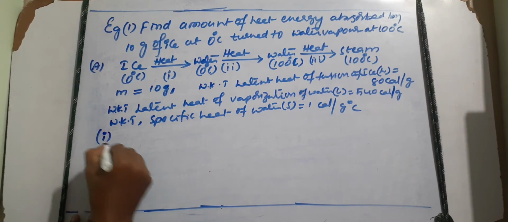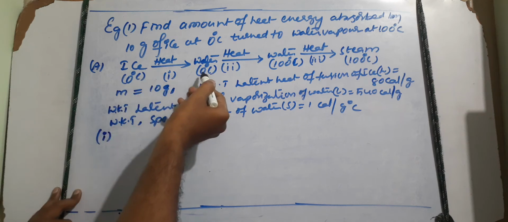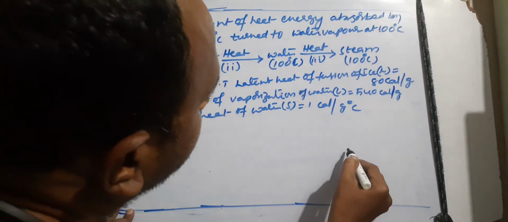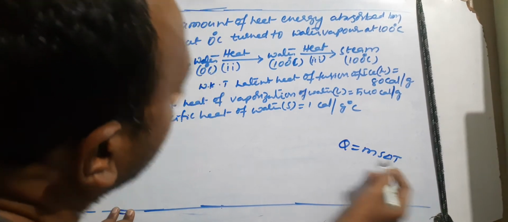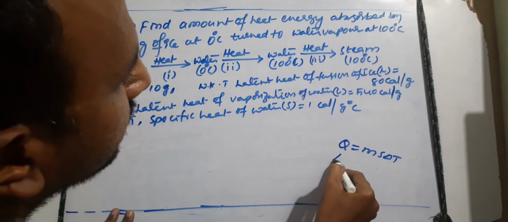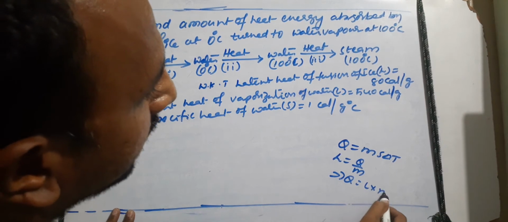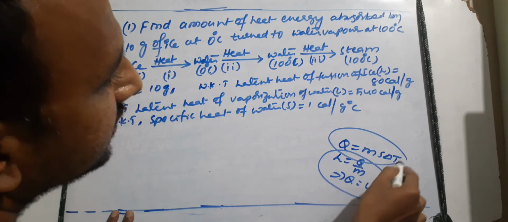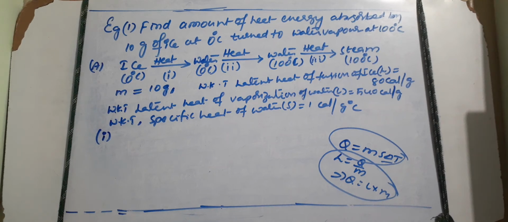Now in stage 1, children, you can see the initial temperature is 0 and the final temperature is 0. There is no change in temperature. When there is a change in temperature, to calculate the amount of heat energy, we use the formula m s delta T. When there is no change in temperature, we use the formula L = Q by m, that is Q = L into m. So this formula is used when there is no change in temperature. When there is a change in temperature, we use the other formula for finding the amount of heat energy, that may be absorbed heat energy or released heat energy.